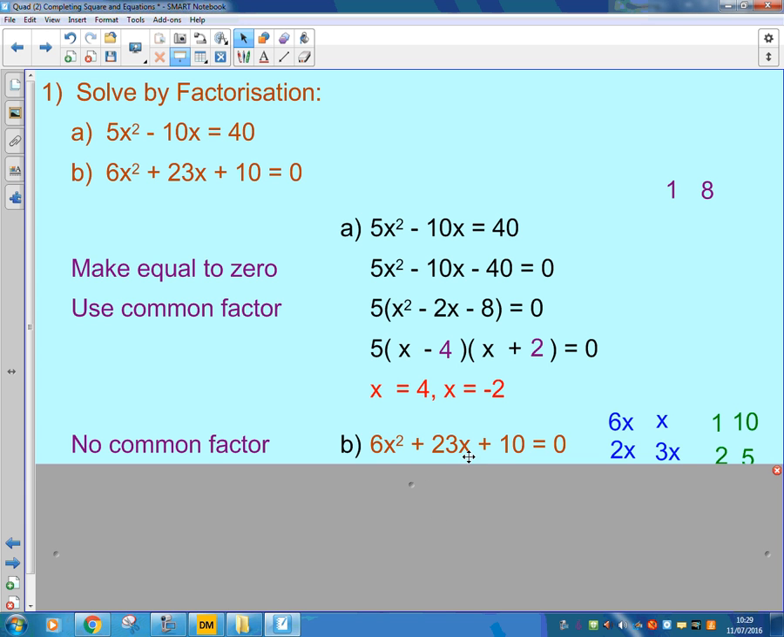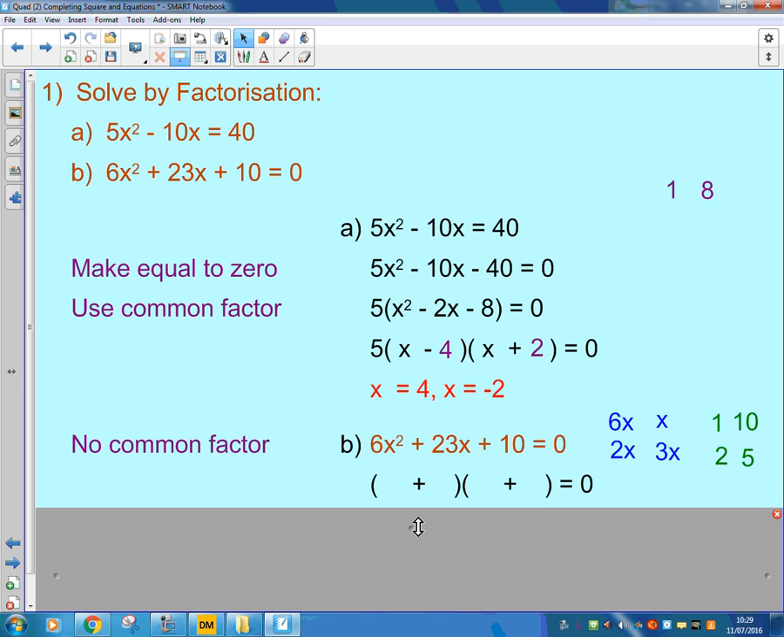So we've got 6x squared plus 23x plus 10 is 0. Well, the first thing, what goes in the front here? Well, we've got different choices. To get 6x squared, I could have 6x times x, or I could have 2x times 3x. Let's try 6x and x first. I want to multiply to get 10, so I've got 1 and 10, but they could be either way round. So I could have 1 there, 10 there.